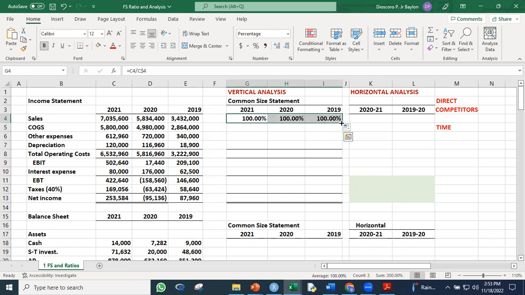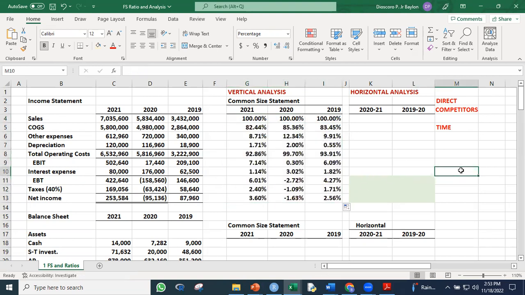And then when we copy this down, there, everything is now expressed in terms of sales. So when I say expressed, this 92.86 means our total operating costs is 92% or 93% approximately of sales. And how do we interpret that? Well, we can say that for every 100 pesos of sales, the total operating cost turns out to be 92.86 centavos. So that's how we interpret that. Everything is expressed in terms of sales.